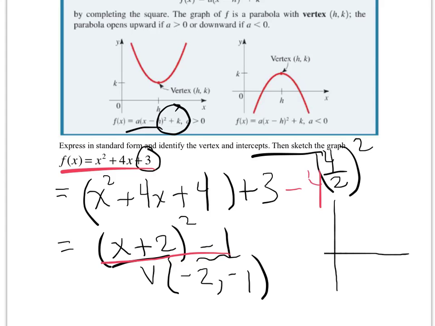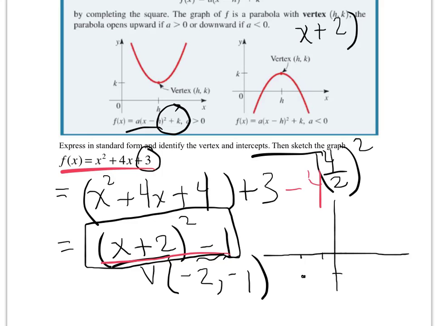And so when we sketch the graph, we know that we had this shift. Our new vertex is (negative 2, negative 1). So if this is negative 2 and this is negative 1, we can plot the vertex. Now we want to find the x-intercept. So we take this and set that equal to 0, and that's how we always find x-intercepts, when y equals 0. y is x plus 2 squared minus 1. Set that equal to 0.